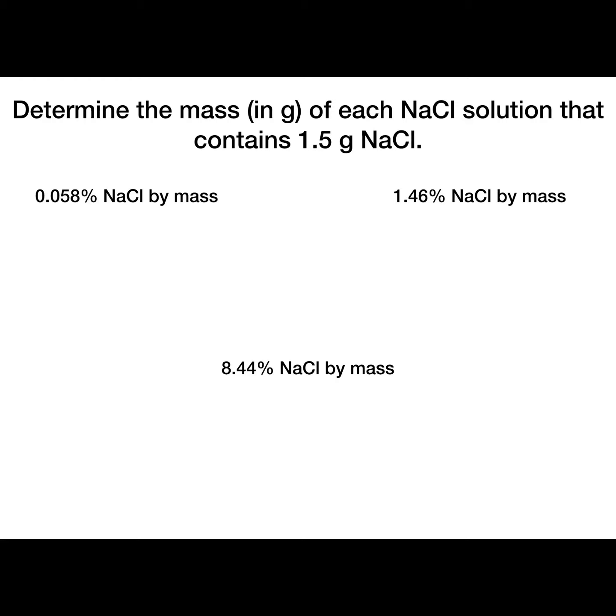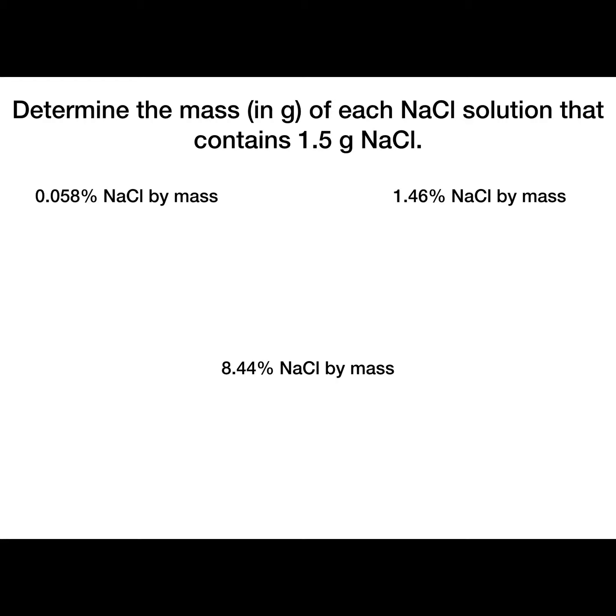Our next problem is to determine the mass in grams of each NaCl solution that contains 1.5 grams of NaCl. So our first one, it tells us that there's 0.058% NaCl by mass. So all this means is that there is 0.058 grams of NaCl in 100 grams of solution. So we use that as our conversion factor.